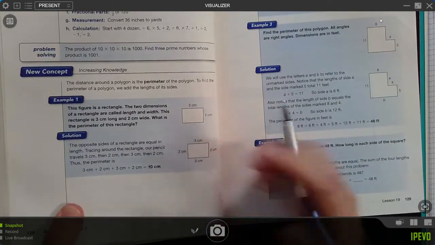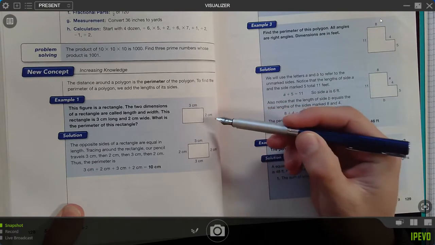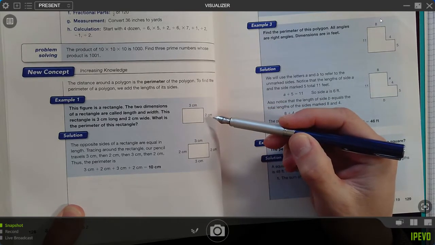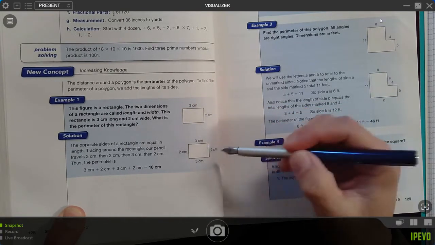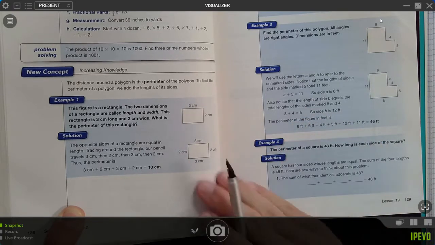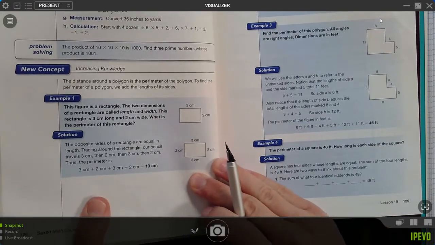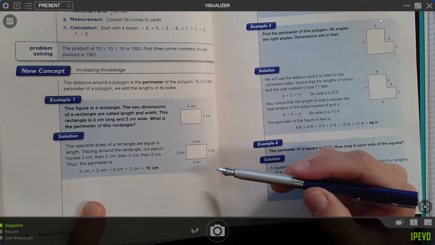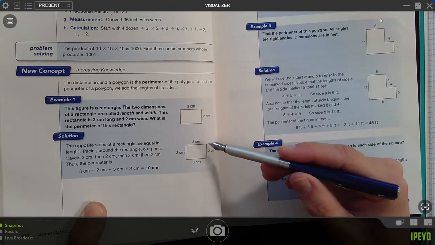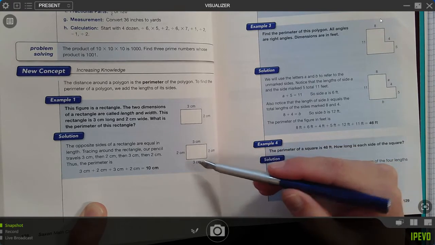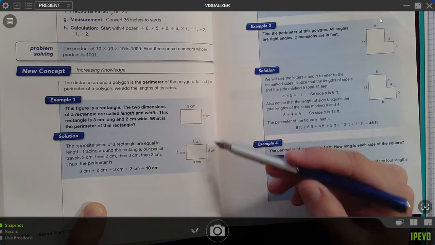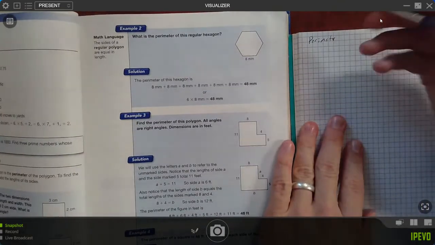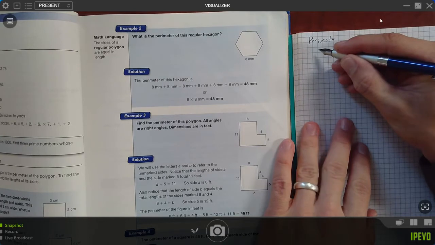Or the walls. Okay, so here we have a rectangle, 3 centimeters by 2 centimeters. Now, because it's a rectangle, we know that it's actually 2 centimeters on both sides and 3 centimeters on both sides. All we have to do to find the perimeter is just add that up: 3 plus 2 plus 3 plus 2. We could also write it, and you'll often see them use shorthand using multiplication.